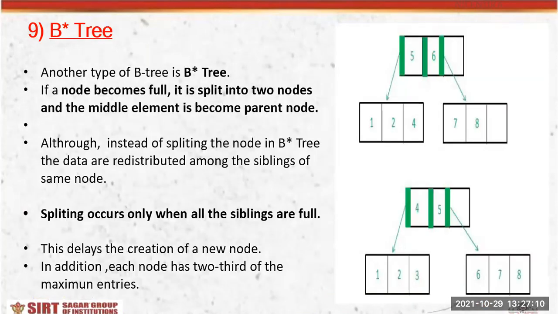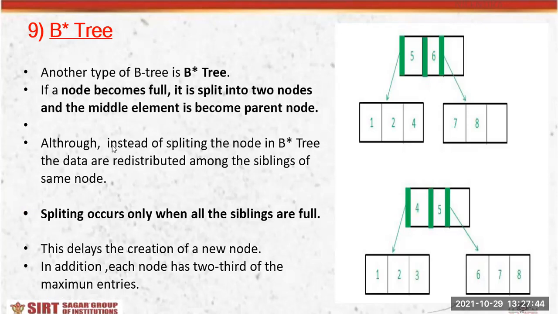Now, further, another type of B tree is your B star tree. Why B star tree? Basically, it is a kind of tree in which you have to insert the nodes so that that particular node should be full. You cannot leave that particular node empty. That node should be full, and once that node is full, you have the permission to split it into two nodes, or the middle node becomes your parent node in that case.